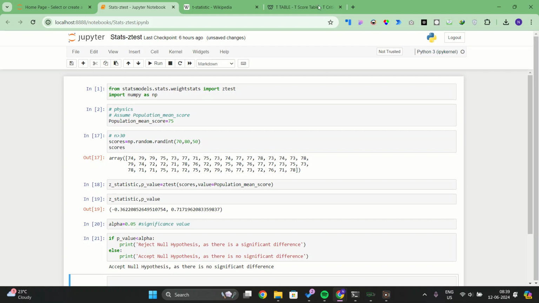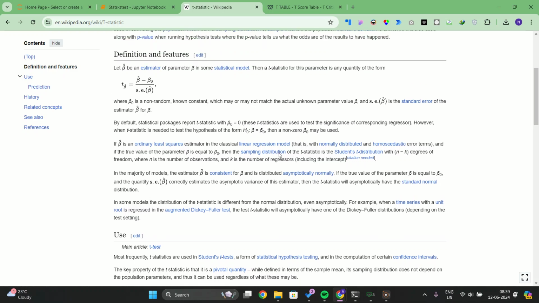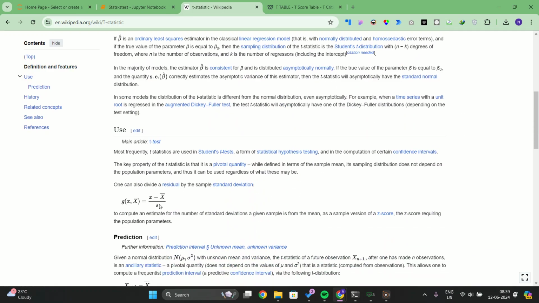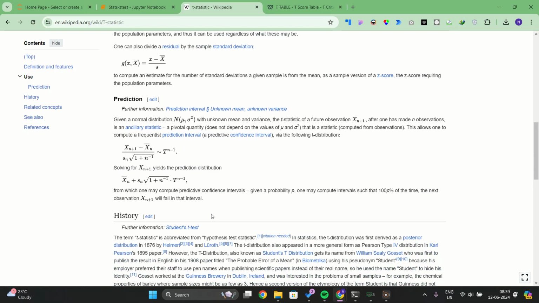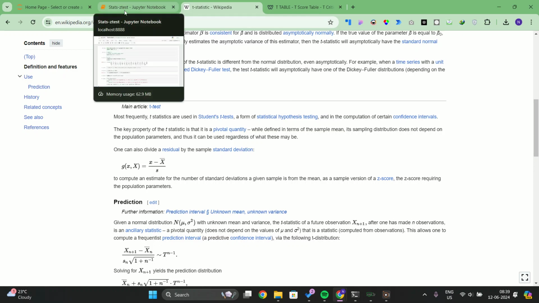So a t-test is similar to a z-test, where you're comparing a sample mean to the known population mean, or assumed population mean, or given mean. A t-test is used when the sample size is less than 30, the population mean is unknown, and the variance is unknown. It is given by this particular formula to get the t statistic, and again a p-value is calculated.